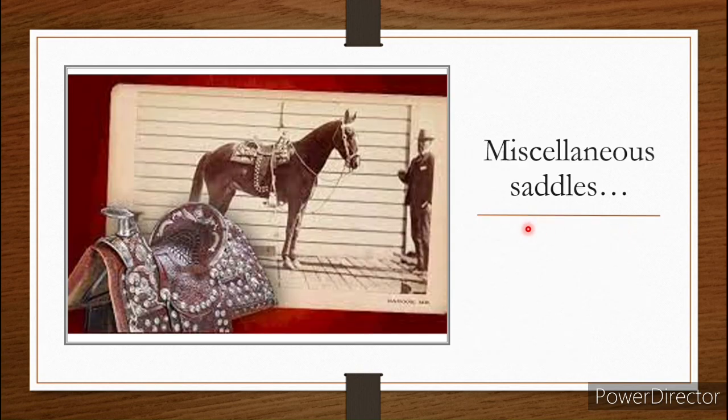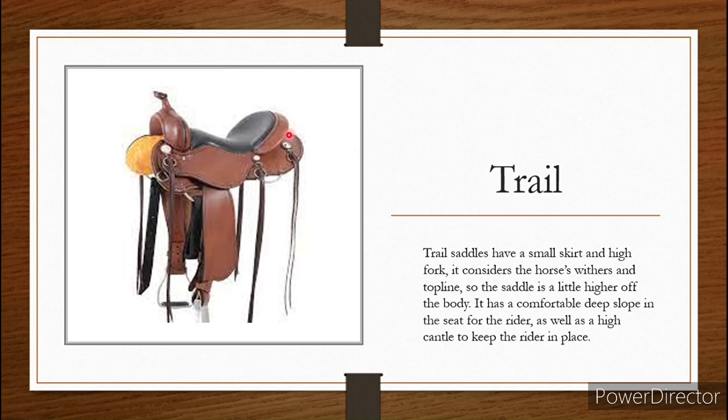Okay, trail saddles. Last one. I just got one of these recently, and I adore them. Trail saddles have a very small skirt, a nice and high fork, and it's considerate of the horse's withers and top line.